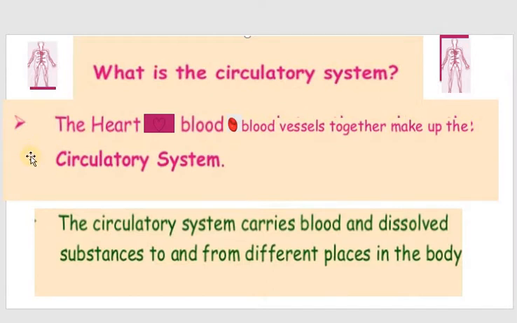Now, what is the circulatory system? The heart and blood vessels together make up the circulatory system. The circulatory system carries blood and dissolved substances to and from different places in the body. This is the job of the circulatory system.